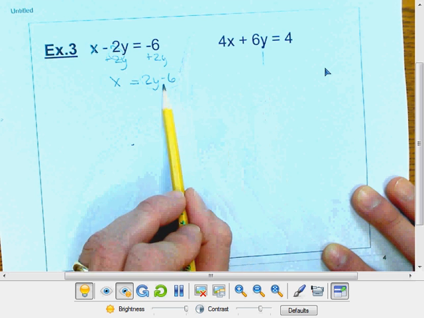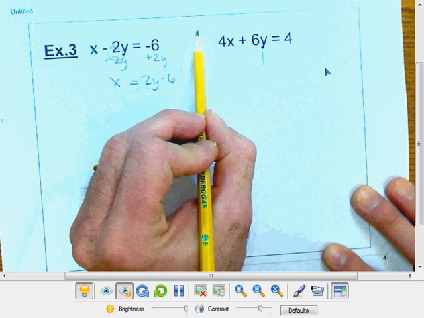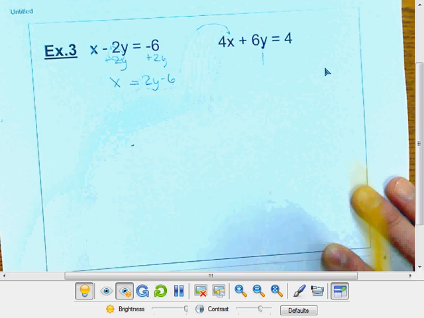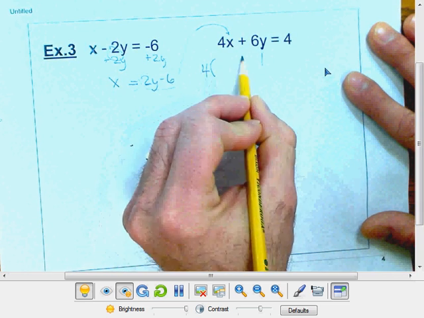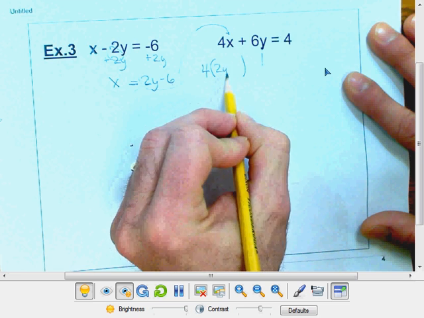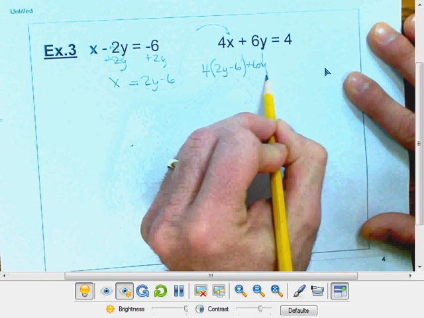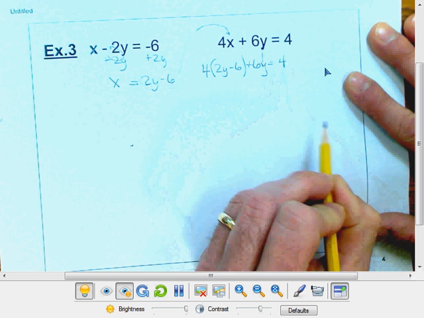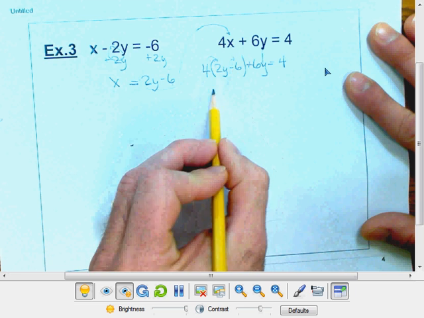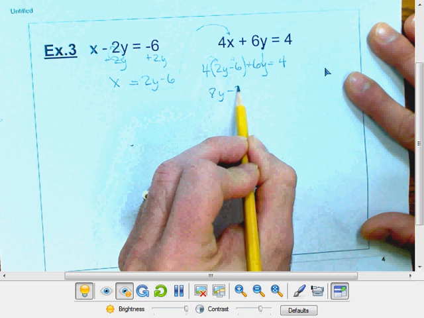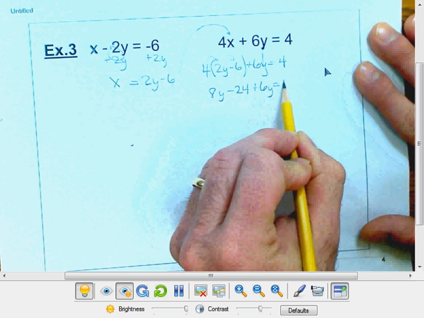Be careful that you substitute in for the right letter. It's that x equals this number. So we are actually going to bring this in and substitute it in for x right there. So we're going to end up with 4 times, in parentheses, 2y minus 6. Now I'm bringing down the plus 6y equals 4. And as I work through, distributing once again, I will get 8y minus 24 plus 6y equals 4.